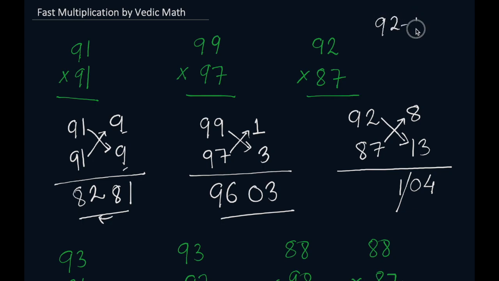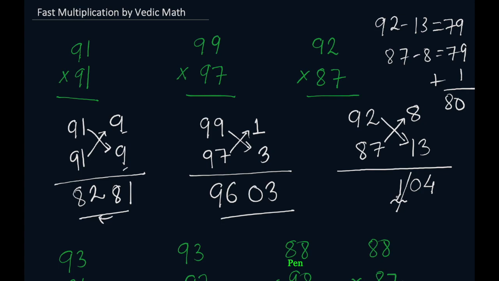So 92 minus 13, this is nothing but 79. Similarly 87 minus 8 is also 79. See, we have a 1 here, so this 1 will get added to 79. This will be 80. So our answer will be 8004. Now we can try some more questions using this trick.